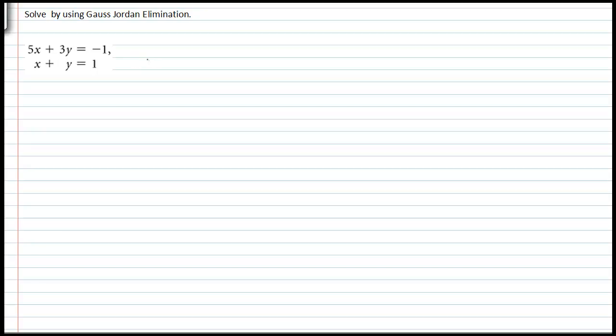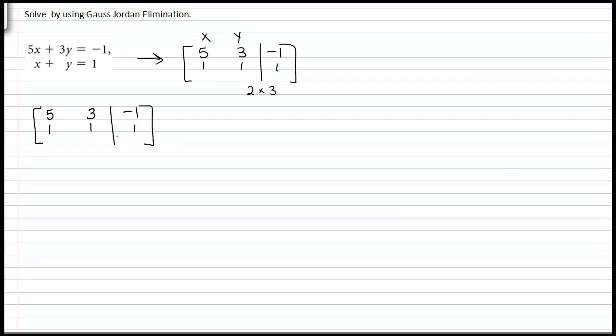Since the problem is written in the proper form, let's go ahead and write the augmented matrix as a 2 by 3 matrix, with the first row being 5, 3, and -1, and the second row being 1, 1, and 1. Once we have the augmented matrix, we want to get the first column, first row, to be a 1. One way of doing that is to multiply row 1 by the reciprocal of 5. But as you can see, the number below it is actually a value of 1. So by using the first operation, we're going to take row 1 and switch it with row 2.